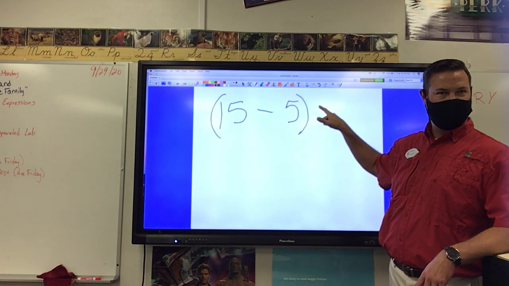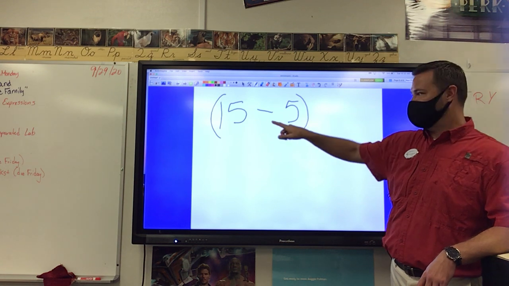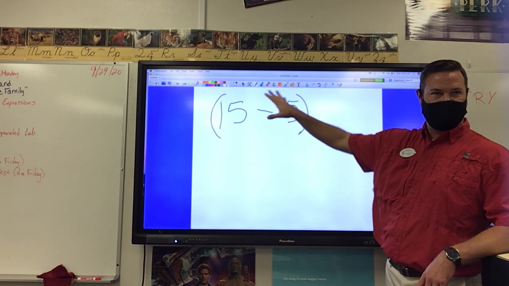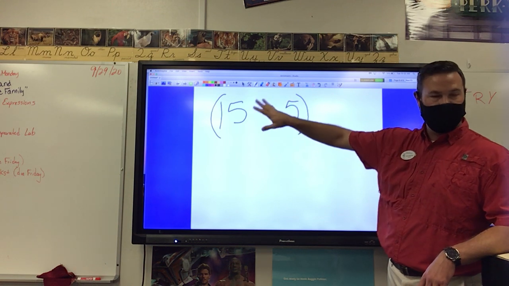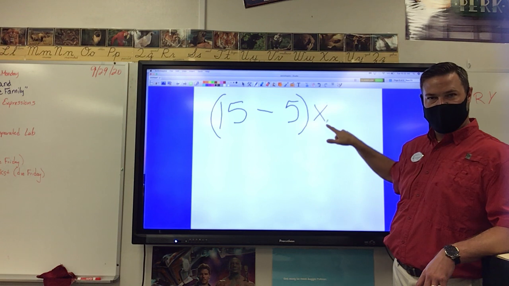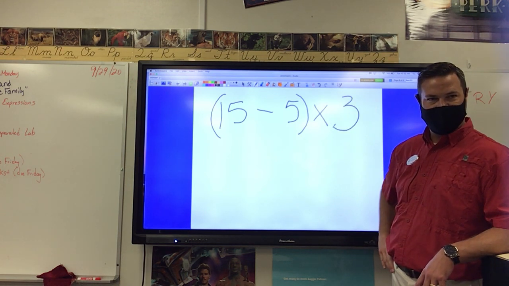Can I put parentheses here? Yes, because it's saying 15 minus 5. Each day I have $15 and I have 5 left. So how much do I spend? I'm spending $10 each day for 3 days, right?